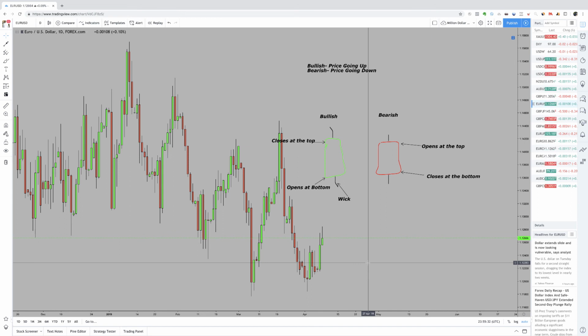So that's all on candlesticks. I'm about to delete this off the screen, you all. So take a screenshot, write it down, notes, whatever you've got to do.